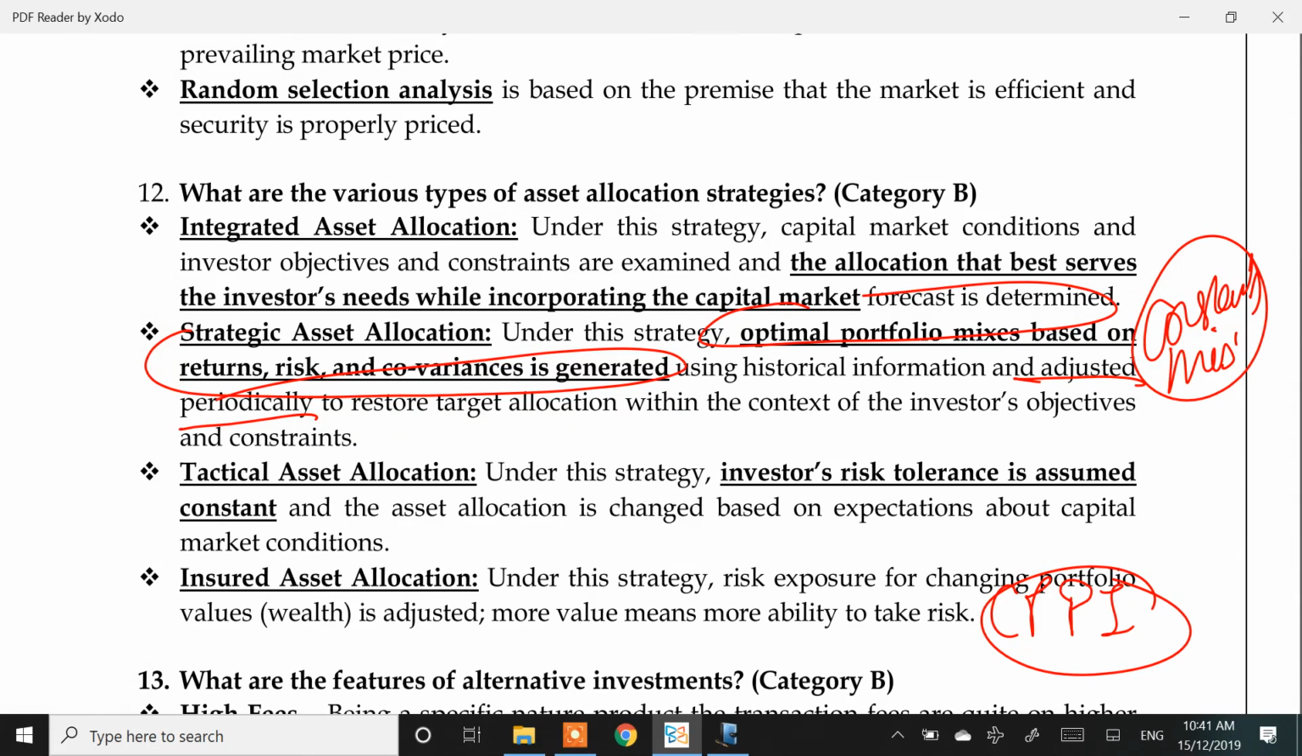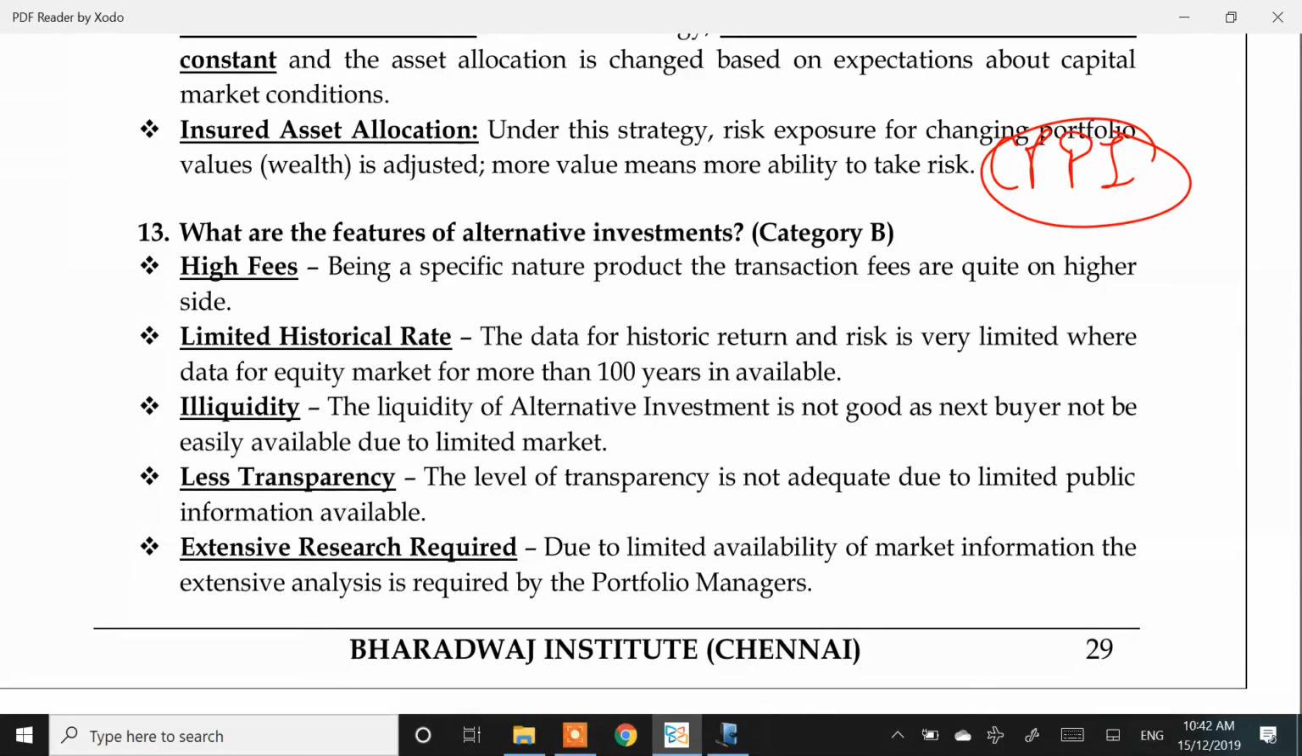Next, what are the features of alternative investments? These are not the normal set of investments which we see. So when you are making alternative investments, what are the benefits or features it has? Because this is of a specific nature, there will always be high fees which need to be paid. These are normally illiquid. There will be less transparency on the data, and you may have to do extensive research. So: high fees, limited historical data, illiquidity, less transparency, and extensive research may be needed.